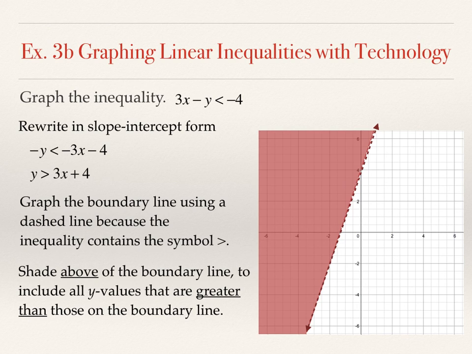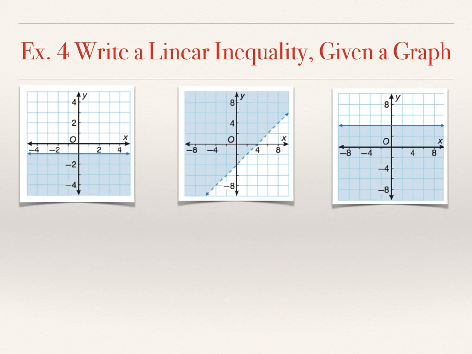All right, now, if I give you a linear inequality and I ask you to write the symbolic form, we want to think about the boundary line. Is it solid or is it dashed? In this case, it's solid. This is a special case line. It goes through the y-axis. So the boundary line itself is y equals -1. But because everything below that is shaded, it's y is less than or equal to -1.